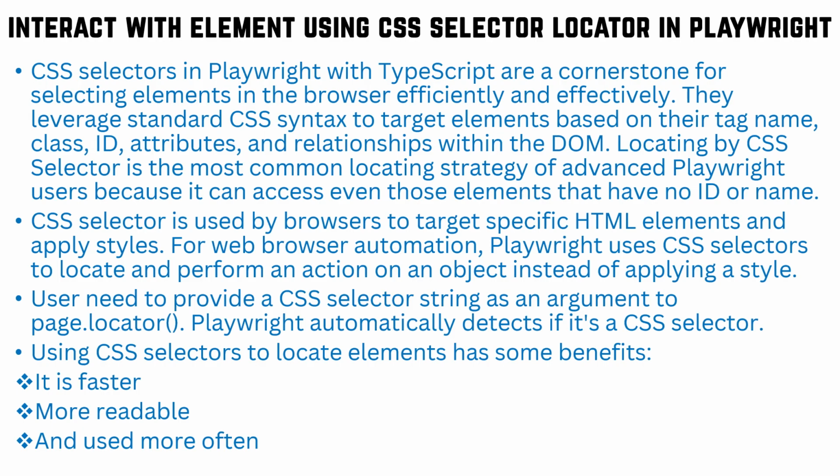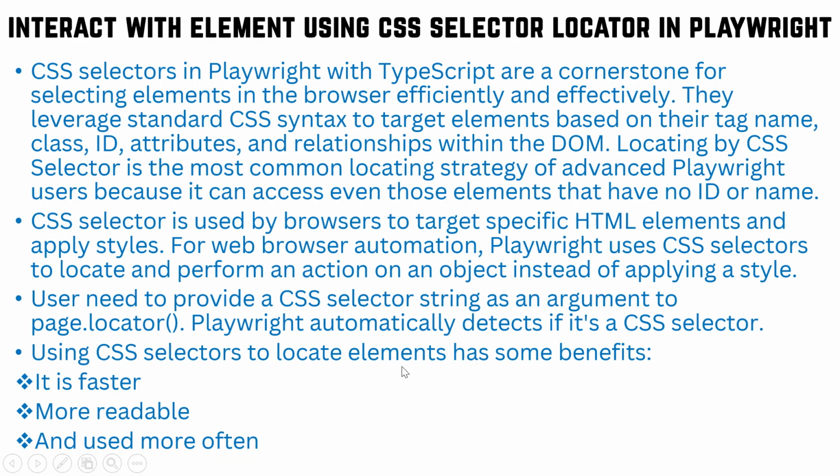Here, with CSS locator, you can get to know how we can identify with a different strategy. For web browser automation, Playwright uses CSS selector to locate and perform actions on an object instead of applying styles. User needs to provide CSS selector string as an argument to page.locator. So here we cannot use page.getByRole, getByText, all this stuff. We need to use page.locator, and in the parenthesis we give the locator value, either XPath or CSS. Playwright automatically detects if it is CSS selector or not.